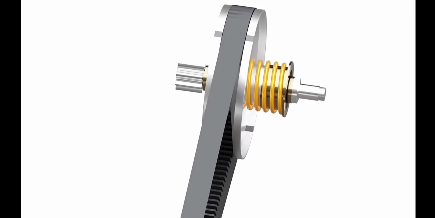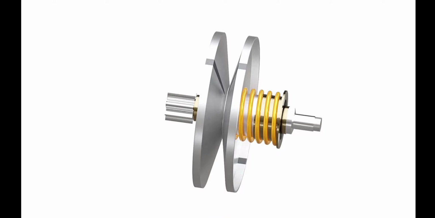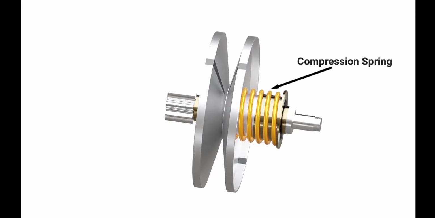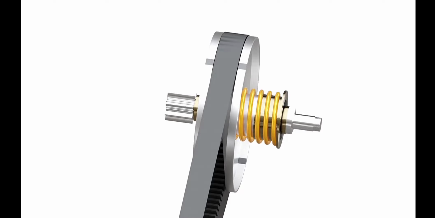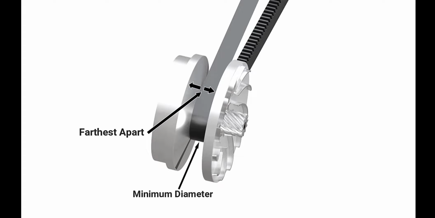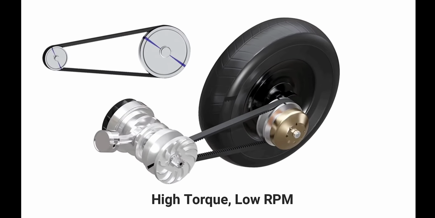The rear side also has two conical plates between which the belt runs. One of these plates is fixed to the shaft, while the other can slide sideways. A compression spring forces the sliding plate to stay close to the other plate. This forces the belt to stay at the highest diameter of this pulley. In the driver pulley, the axial stiffness of the belt pushes the sliding cone farthest apart. This causes the driver pulley to have minimum diameter. This is the condition of high torque, low RPM.